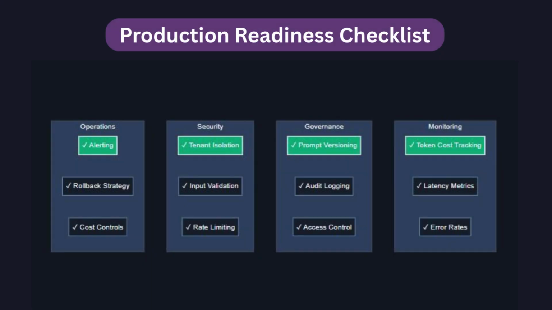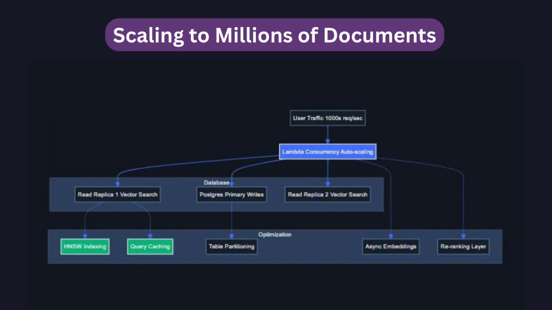Production systems require strong operational controls. This includes monitoring for latency, errors, and token usage. Logging is handled through CloudWatch. Security features include tenant isolation, input validation, and rate limiting. Governance includes prompt versioning, audit logging, and access control. Cost control mechanisms, alerting systems, and rollback strategies are also essential. Without these, systems cannot operate reliably at scale.